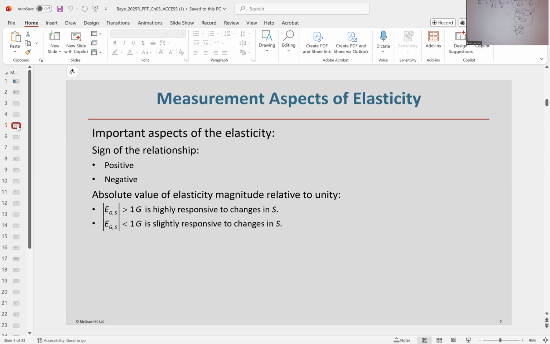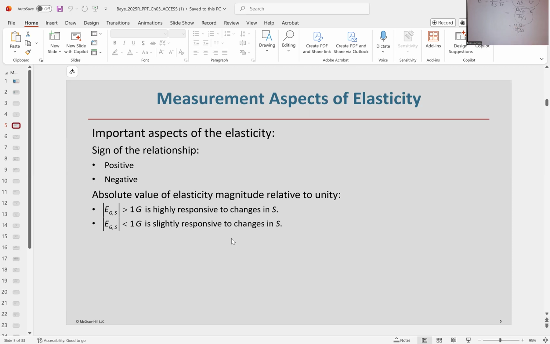Important aspects of elasticity: the expression inside the absolute values is generally going to be, when you're talking price elasticity, a negative. So we put absolute values around it. And so it could either be greater than one or less than one. If the price elasticity of demand is greater than one, we say that G is highly responsive to changes in price.